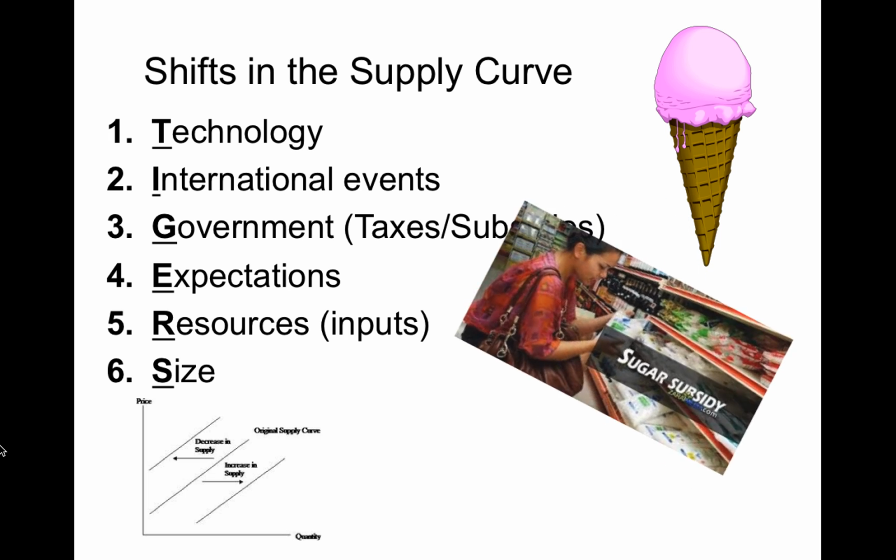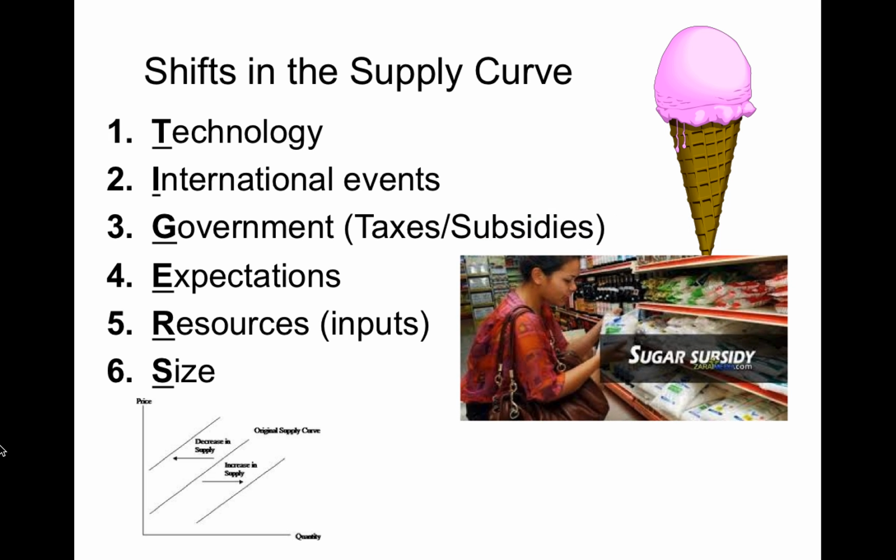Government, what if they gave subsidies for sugar? Well, if they're willing to give a subsidy to something, that's giving money towards that product. So that's an increase in supply. It has nothing to do with the price of the product, but it just has something to do with the government giving them money for a subsidy, perhaps.